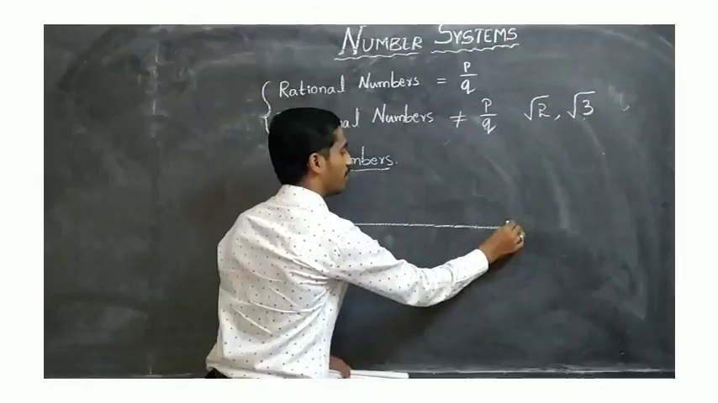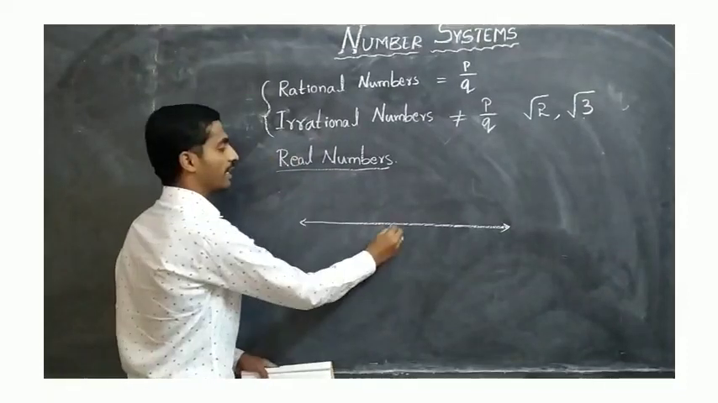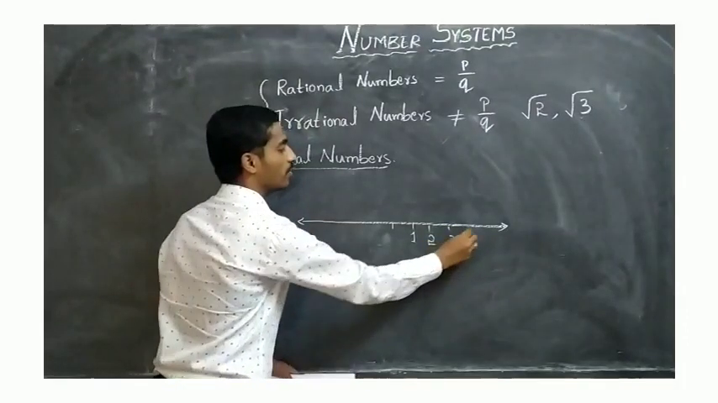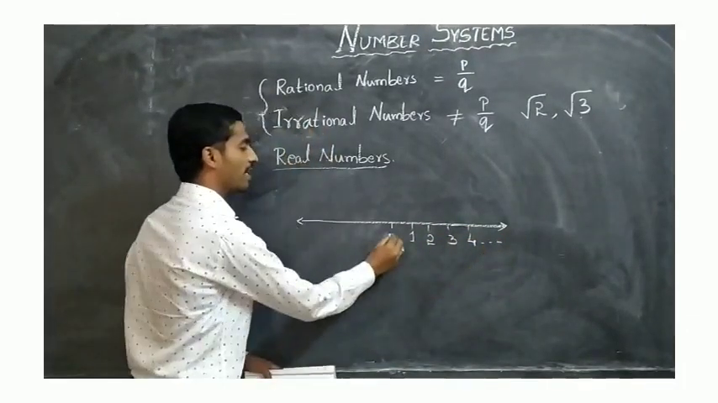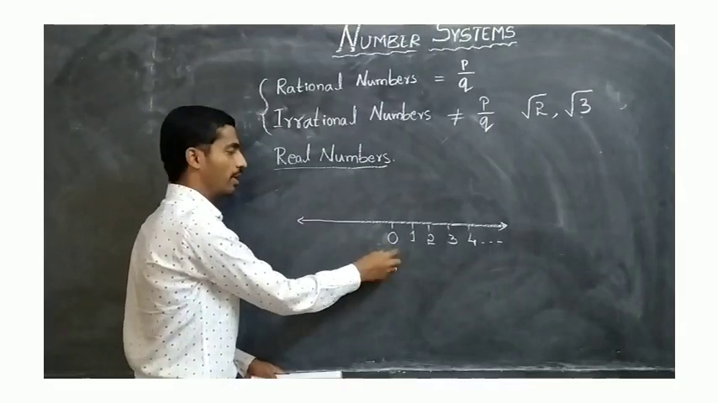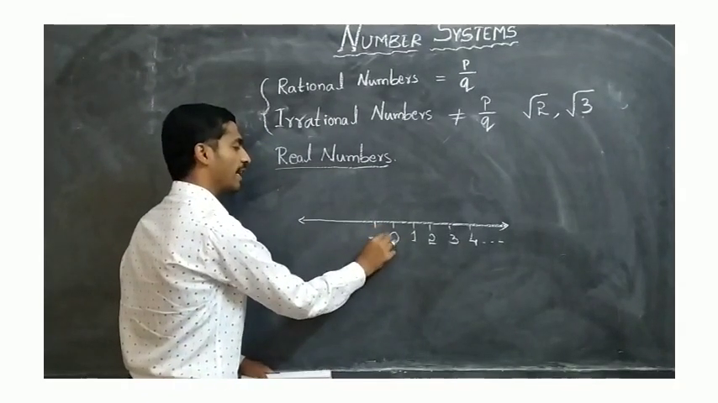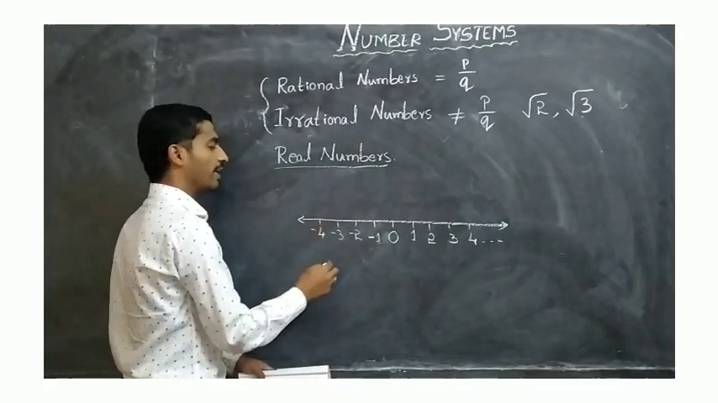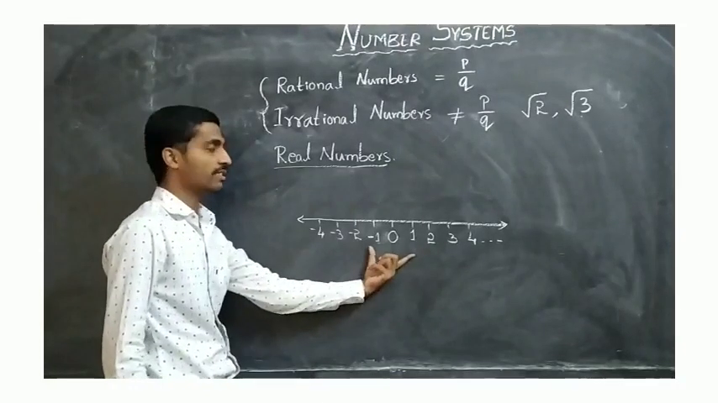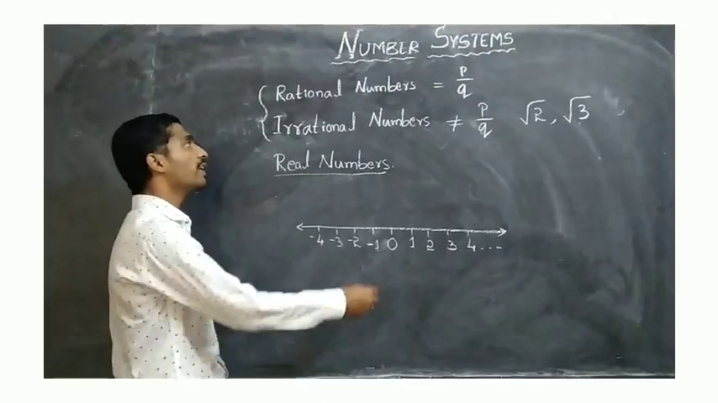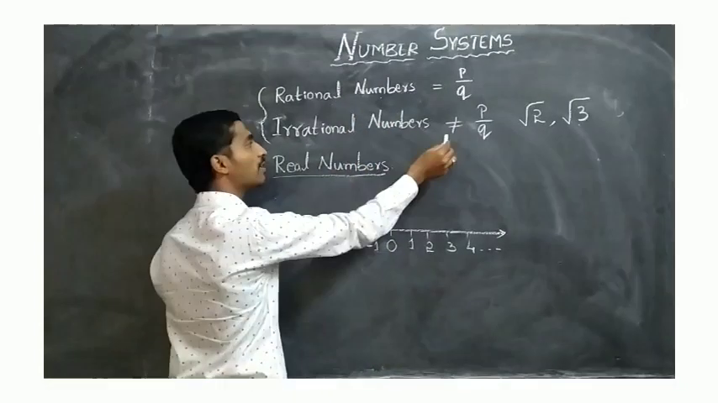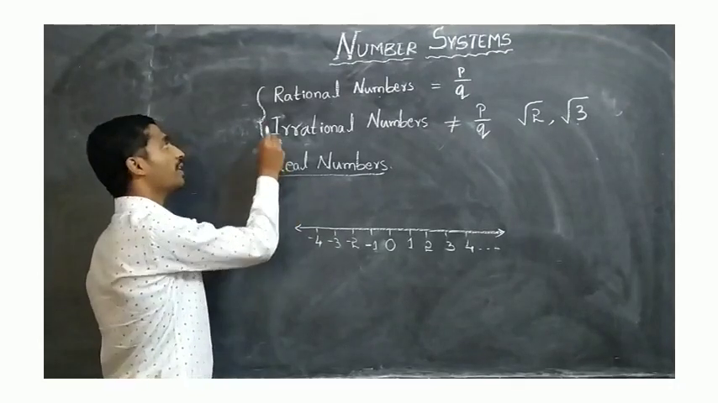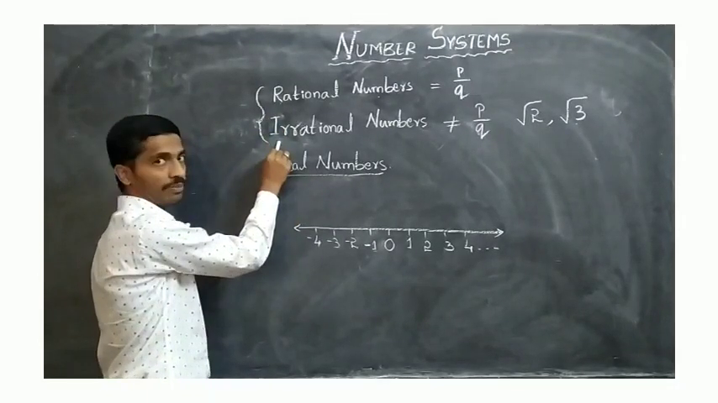So see here in our number line, what are we getting? First we will get natural numbers, 1, 2, 3, 4 to infinity. And if we include 0, it will be whole numbers. On the left side, we will get negative numbers. So here we will get the integers. Altogether these are integers. Among these we will get rational numbers also and irrational numbers also. That's why we say real numbers are a combination of rational numbers and irrational numbers.